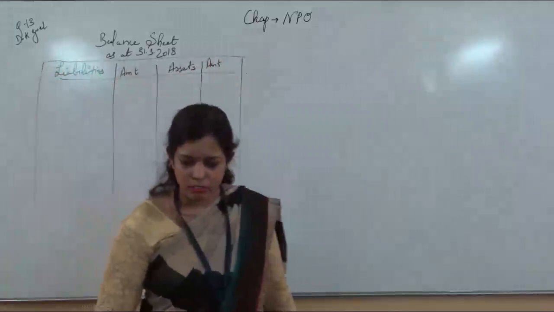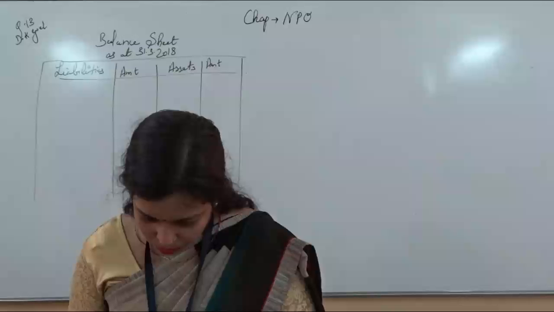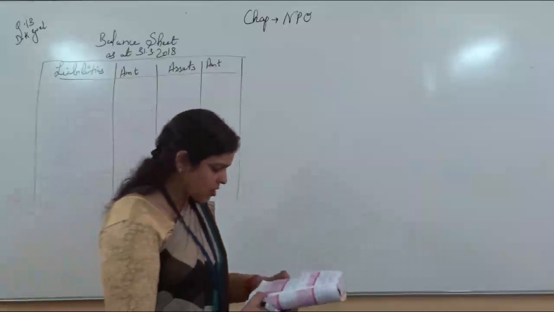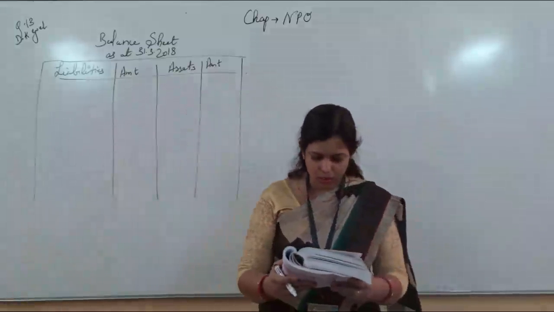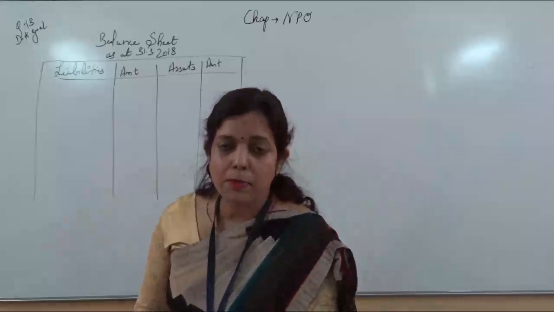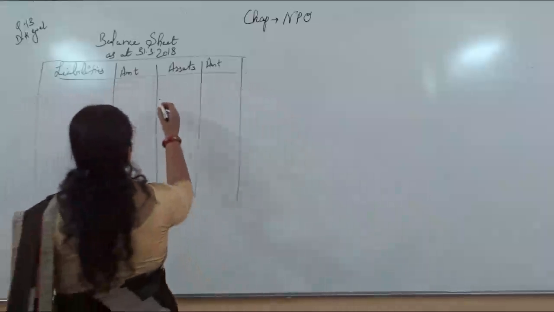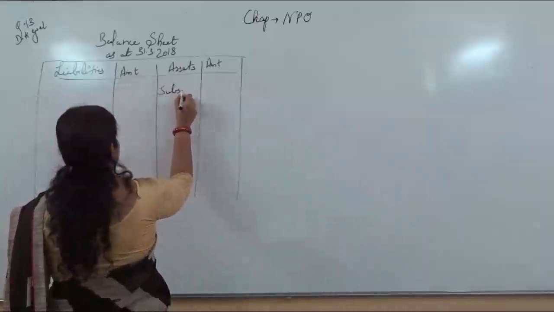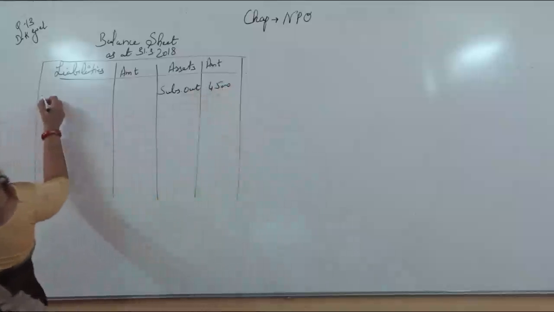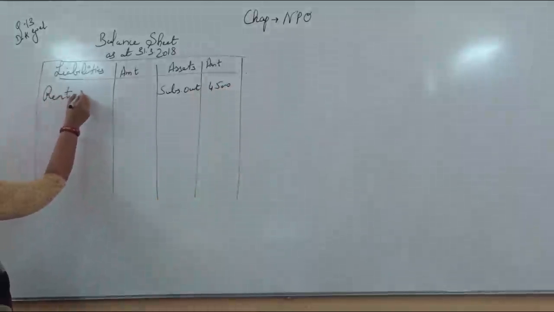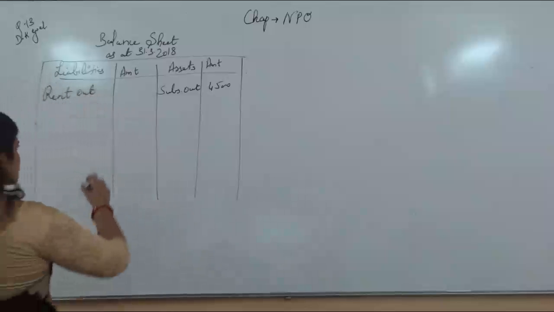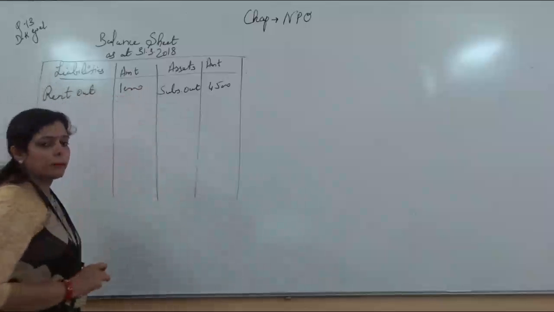You can see in the question, it is written subscription outstanding on the previous year date was 4,500 and the current is 6,000. Subscription outstanding for the last year, how much was it? 4,500. Rent outstanding is given, you can see in the adjustment. If you read the question properly, you can tell how much rent outstanding is given. Rent outstanding is 1,000, which is related to the previous year.